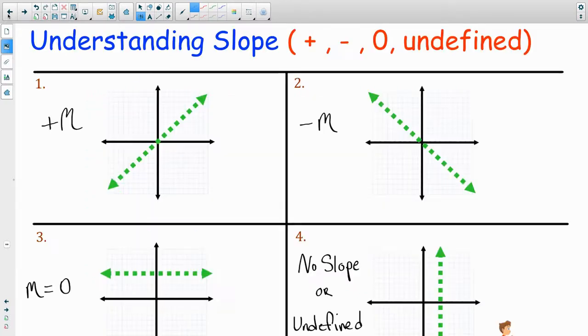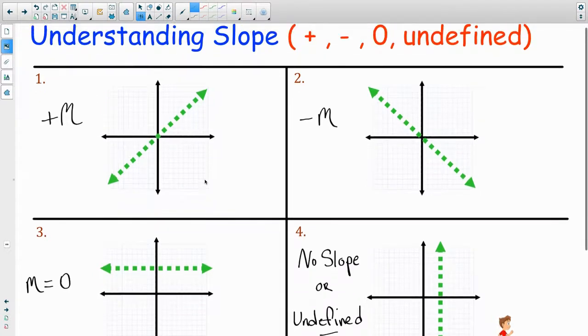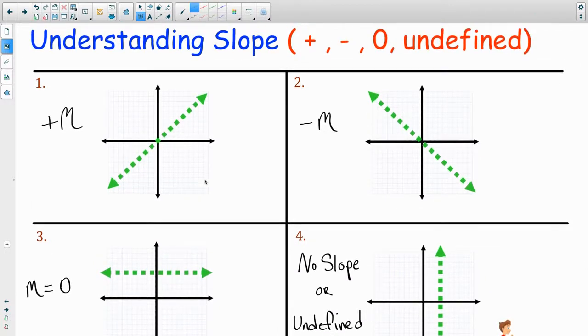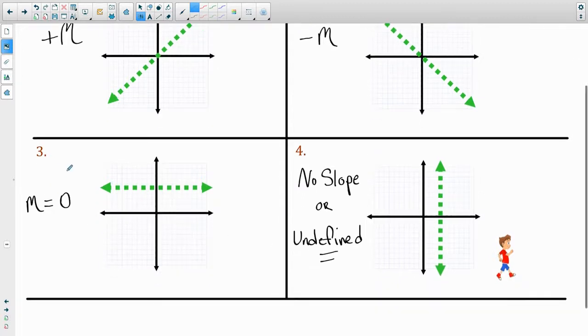So there you have it. In review, we just need to be very mindful of when we look at a line that we can very quickly identify its sign, right? Choosing between 4 types of slope: a positive slope, a line that goes up from left to right; a negative slope, a line that goes down from left to right; a zero slope, which is a perfectly horizontal line; and a line which is vertical, which has no slope or is called undefined.